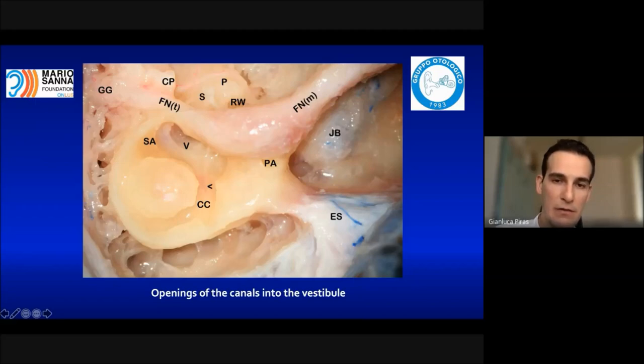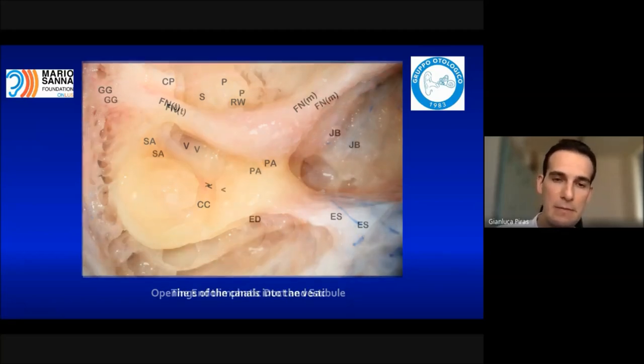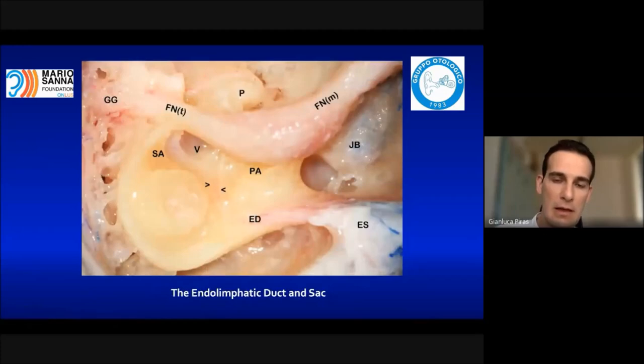You see that a few millimeters anterior to the ampulla of the posterior canal, you have the third portion of the facial nerve. That's the beginning of the common crus, but that's also the beginning of the endolymphatic duct from the vestibule, posterior to the petrous bone. You see the endolymphatic duct and then the endolymphatic sac.